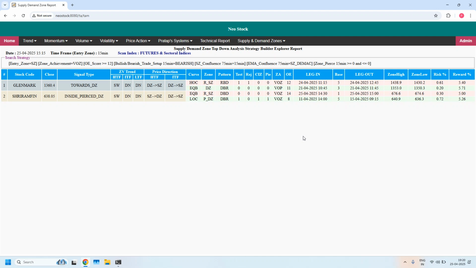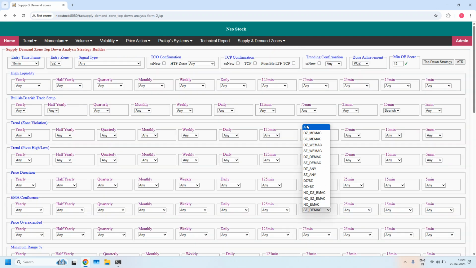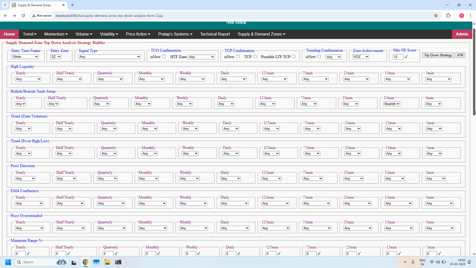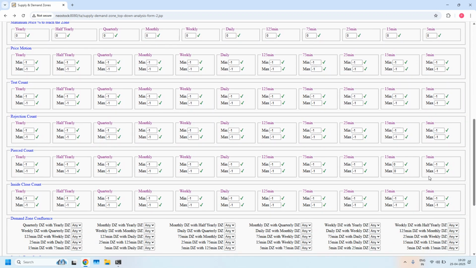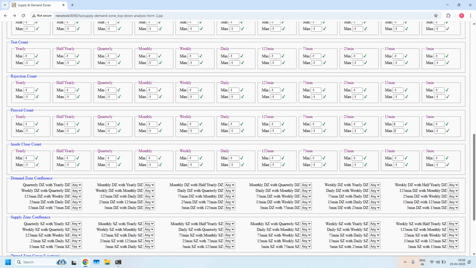Okay, next we will look into LTF, ITF and HTF supply zone confluence supported stocks. 15 minutes, 75 minutes and daily supply zone confluence. So I'm going back, removing EMA filter. In the supply zone confluence, 3 filters I am setting. First filter is already enabled. Next 15 minutes supply zone with daily supply zone confluence. 75 minutes supply zone with daily supply zone confluence. With all the 3 filters. This is the first one, second and third.